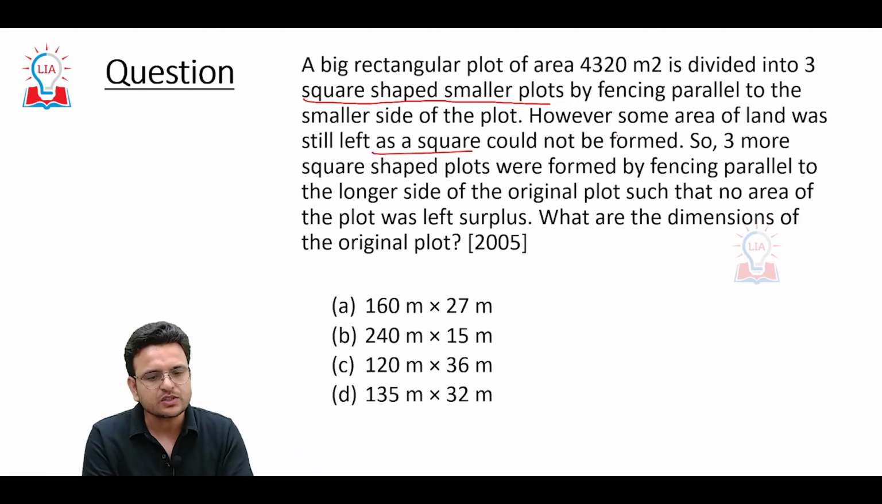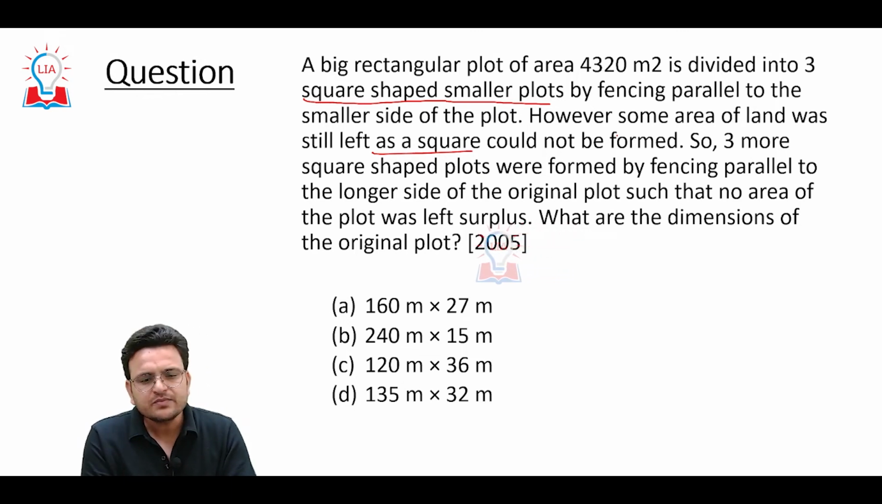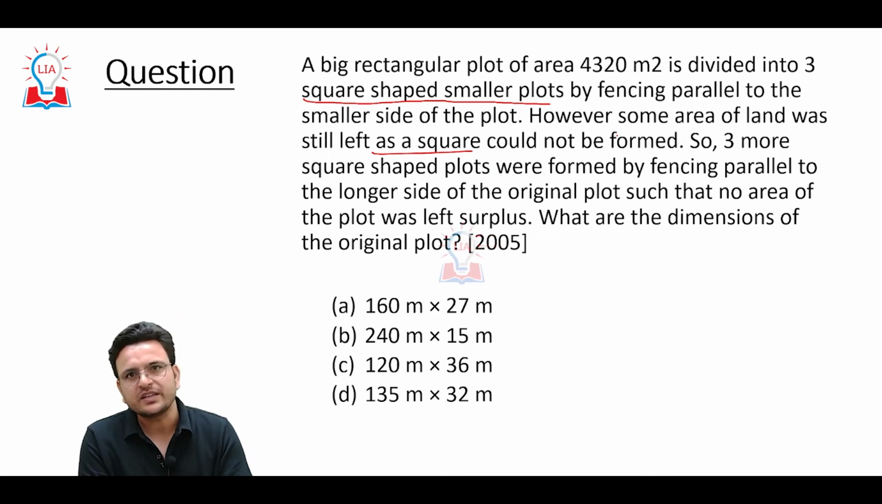So 3 more square shaped plots were formed by fencing parallel to the longer side of the original plot, such that no area of the plot was left surplus. What are the dimensions of the original plot? Okay, in this particular question, the only thing is, if you are able to understand it, then the question is easy. Otherwise, this question is very difficult.